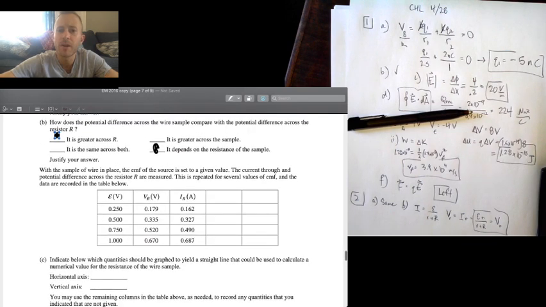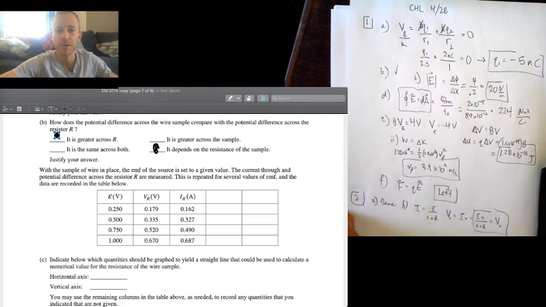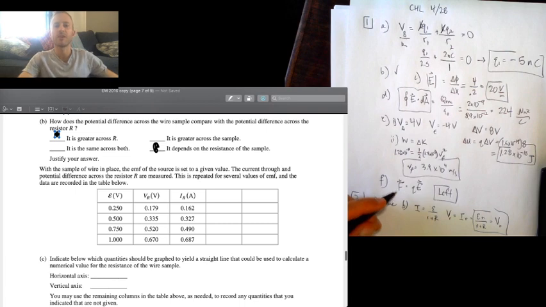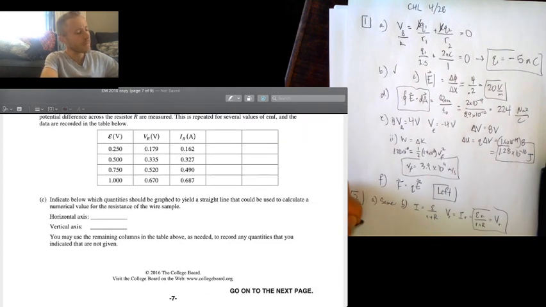With the sample of wire in place, the EMF of the source is set to a given value. The current through and the potential difference across resistor big R are measured. This is repeated for several values of the EMF, and the data are recorded as shown in the table below. Indicate which quantities should be graphed to yield a straight line that can be used to calculate a numerical resistance of the wire sample.